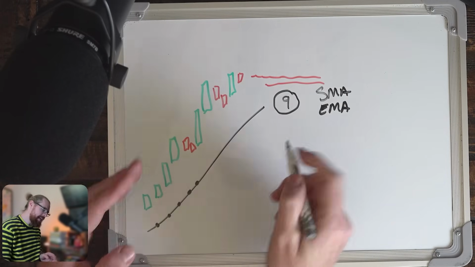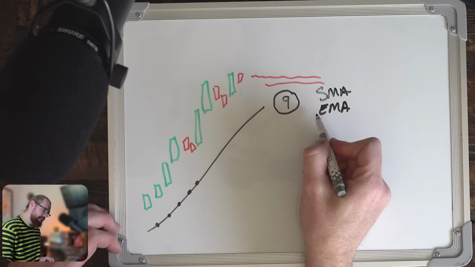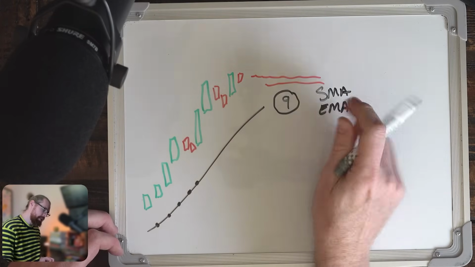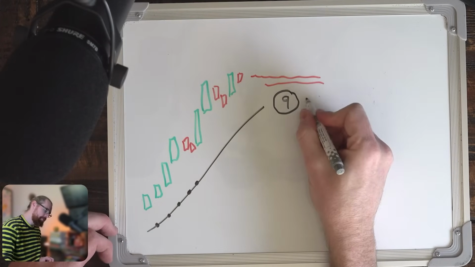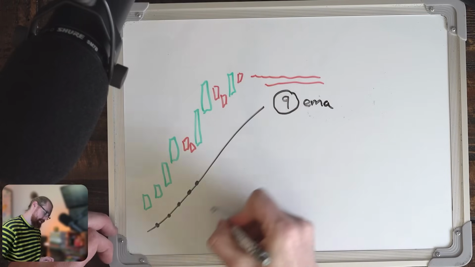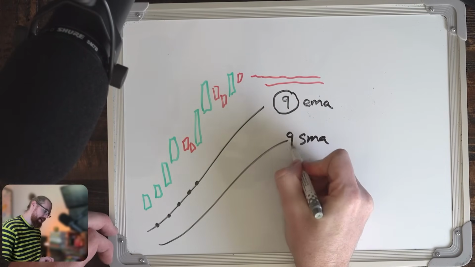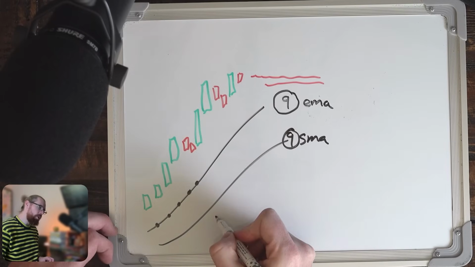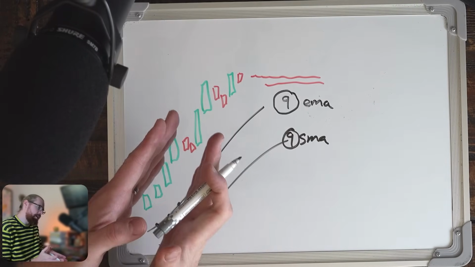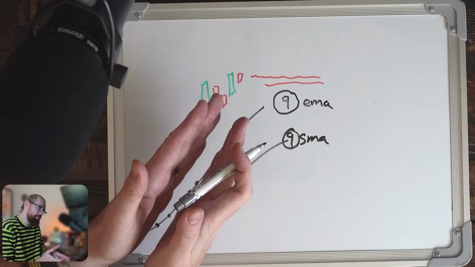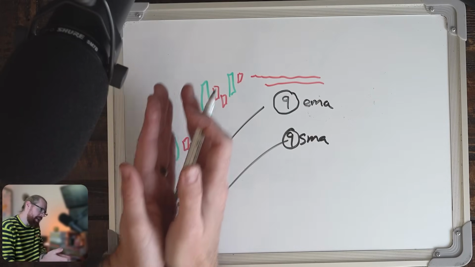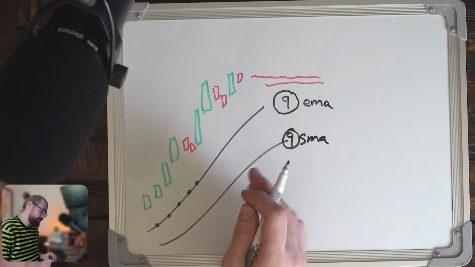And what that means is that a 9 SMA versus a 9 EMA will look like this. This right here is going to be the EMA, and this is going to be the SMA. So the SMA will always be lower than the EMA because it takes longer for the averages to move up. When you're weighting more recent price action heavier, then the price moves faster.